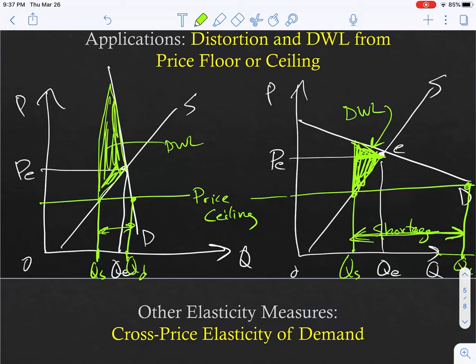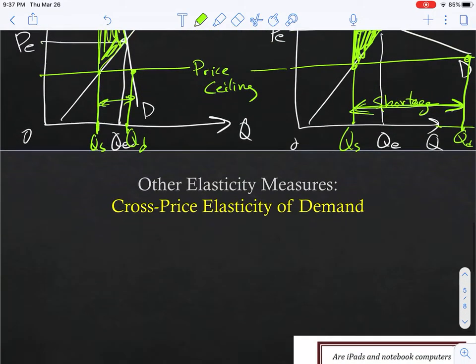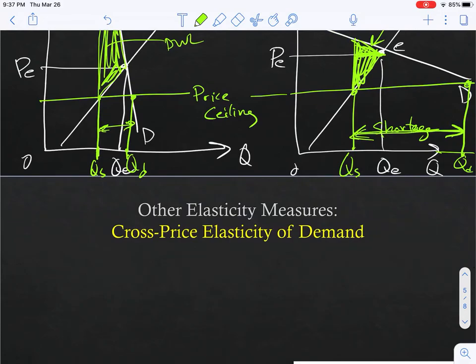I want to show you just two more measures of elasticity, and then we're going to wrap up. So the next to last one, the first of these last two, is cross-price elasticity of demand. Now, price elasticity of demand, you remember, was the expression percentage change in quantity demanded over the percentage change in price.